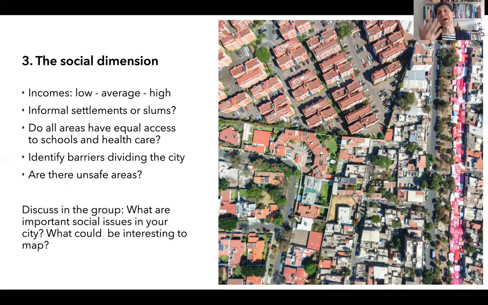So maybe you don't have the information about all these social issues. So you have to discuss in the group what are important social issues in your city, what do you have knowledge about, and how can you start to map this so it starts to give this understanding of the spatial dimension of the social or socioeconomic questions of your city.